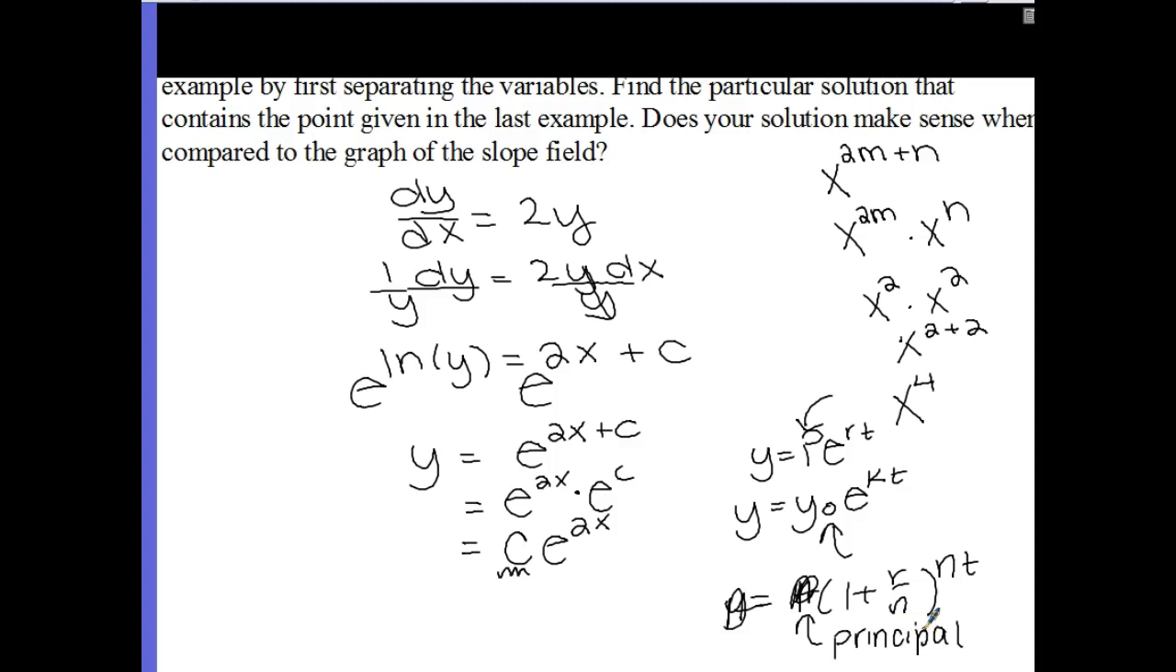The principal. So this equation here and this equation here represent compound interest. So it represents if you put money in a bank account at an interest rate. The principal is exactly that, the original amount. What's a mathy word for original? Initial condition. Initial.